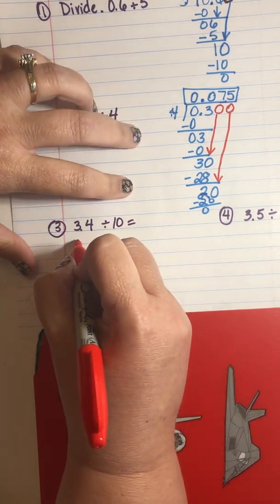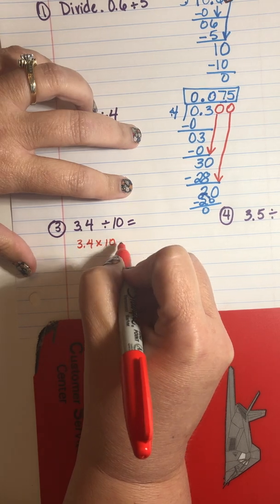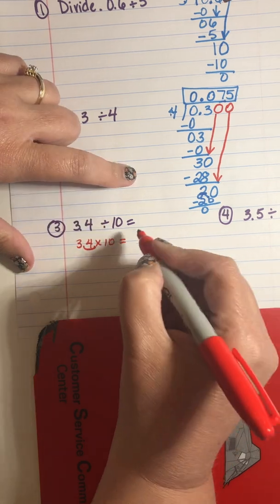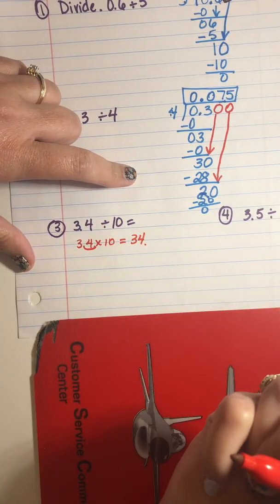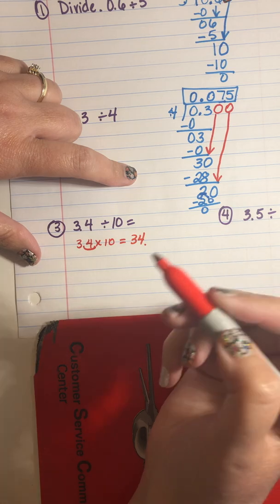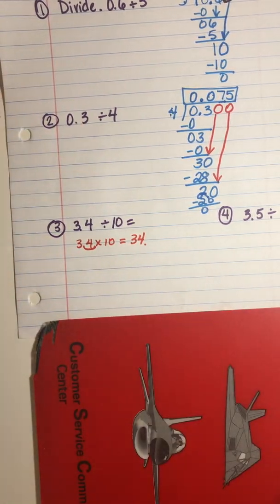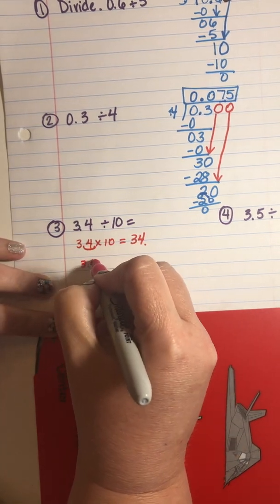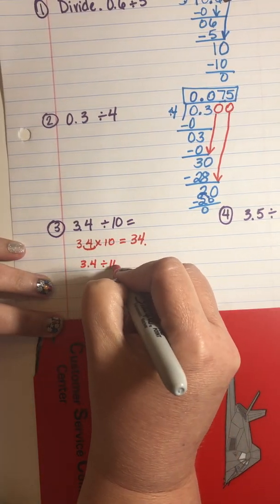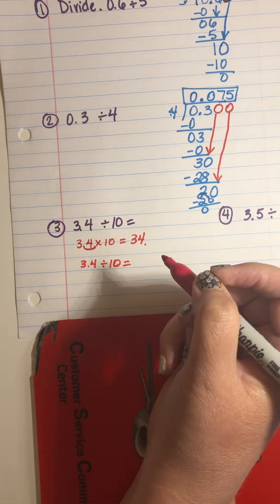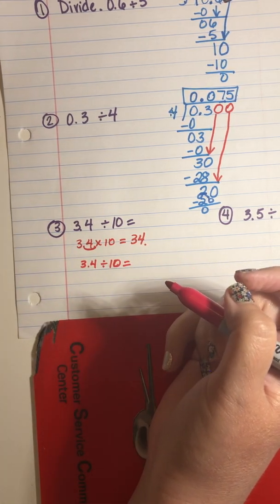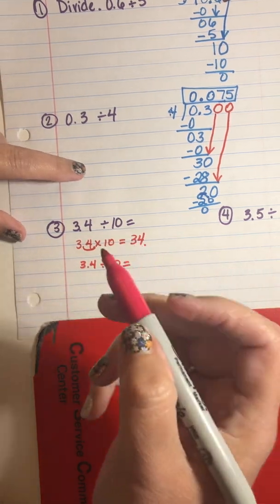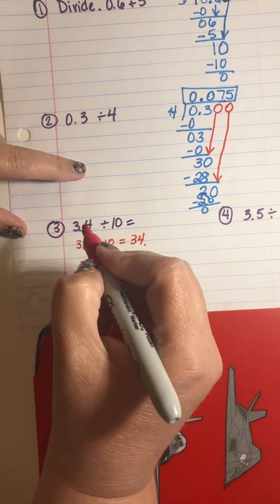Let's look at an example of that. If my problem had said 3.4 times 10, remember we moved the decimal place the amount of zeros we were multiplying by, and it became 34. Okay? Division's the exact opposite. So I'm going to take my decimal here, and I'm going to say 3.4 divided by 10. When I multiplied, my number got bigger. When I divide, my number is getting smaller. So we're going to move our decimal point to the left this time.